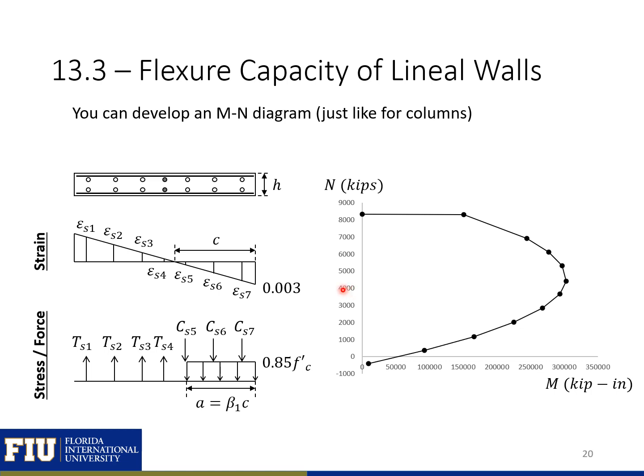So if we had more reinforcement grouped at the ends and we provided confinement steel around that reinforcement, this diagram would be shifted more down into the tension side, and it would look more like a column. But anyway, this is kind of a typical moment axial force interaction diagram for a lineal shear wall.